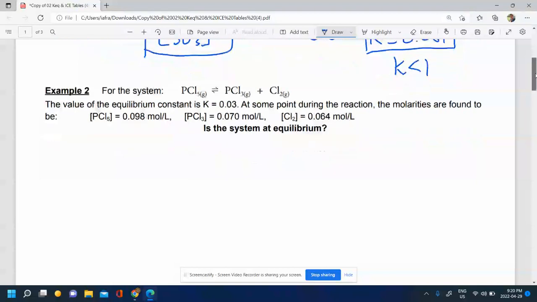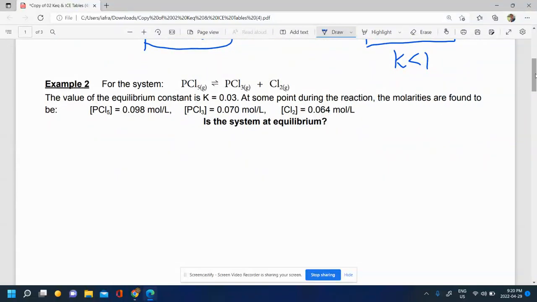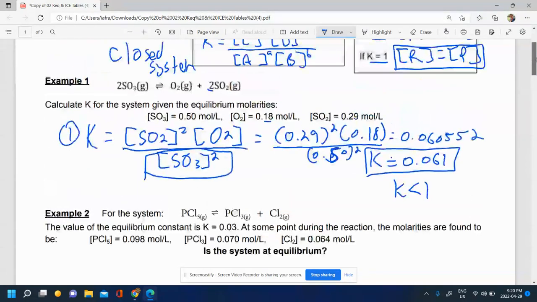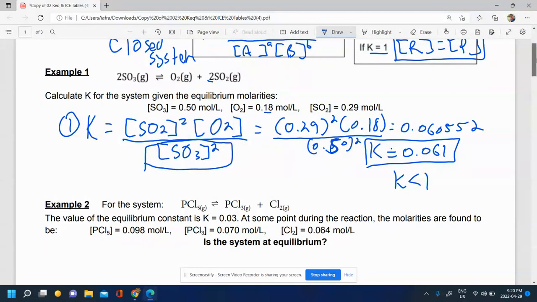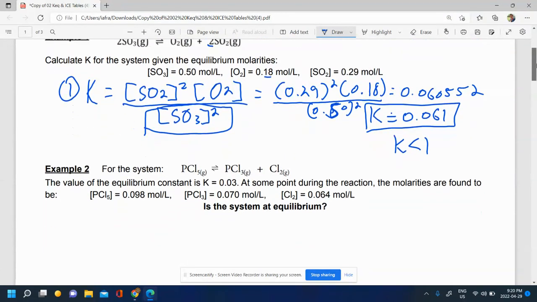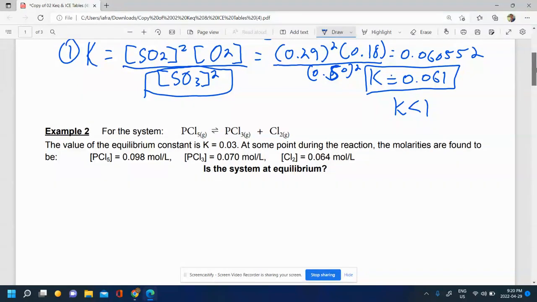So another type of question that we have to do is one like this, where we have to determine if our system is at equilibrium or not. In the previous question, we were given equilibrium concentration values. So we knew for sure these were at equilibrium. And then we asked you to calculate the K value at equilibrium. And so we can just plug those in.